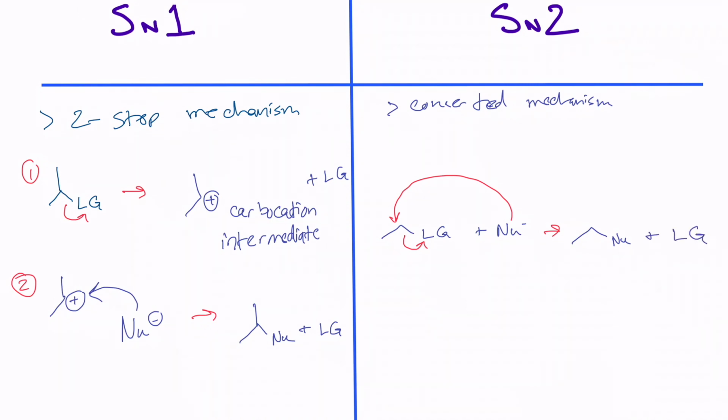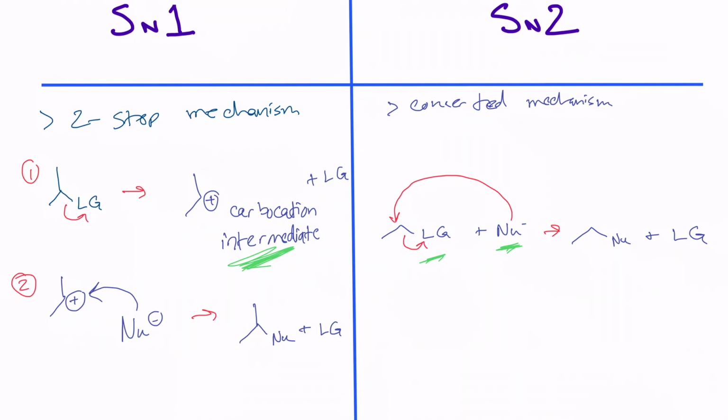In the next video, I'm going to go over different examples and work through them. But overall, the biggest difference you want to learn about SN1 and SN2 reactions is that SN1 is a two-step mechanism, with the formation of what we call a carbocation intermediate. And SN2 is a concerted mechanism, where your nucleophile is attacking and your leaving group is leaving at the same time. So that's it for this video.